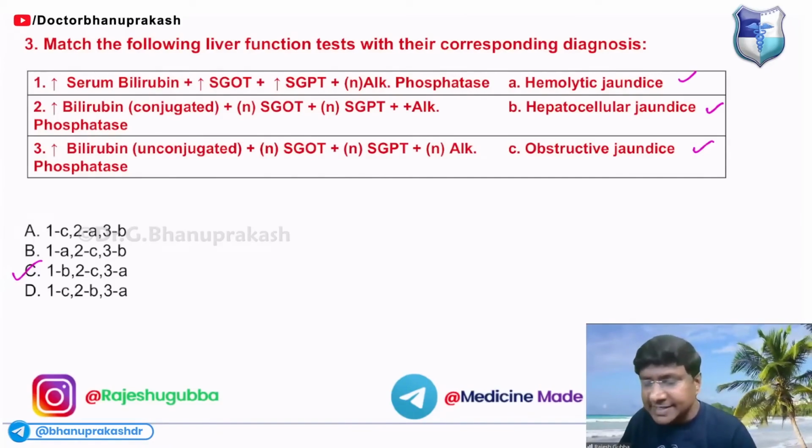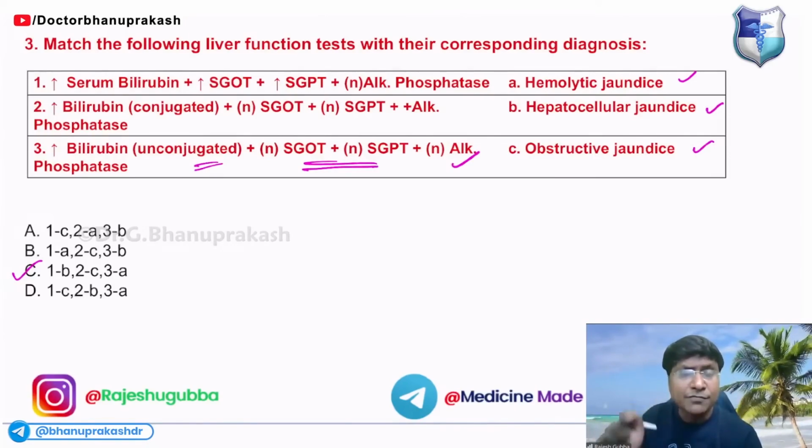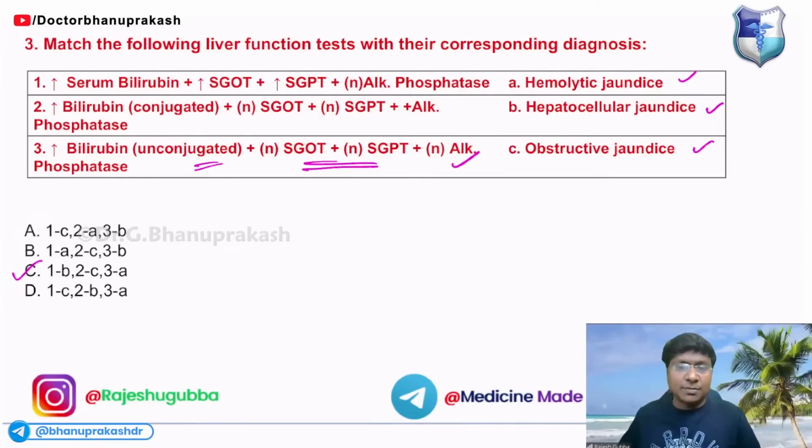Now, in hemolytic jaundice, unconjugated bilirubin is elevated because there is excessive hemolysis. And the problem is not in the liver. That is the reason why SGOT, SGPT will remain normal. And even alkaline phosphatase levels will be normal, because I have told you, alkaline phosphatase is a marker of the obstructive pathology in the liver. And in hemolytic jaundice, is there any obstruction? No. So the alkaline phosphatase levels will be normal. So in hemolytic jaundice, it is only unconjugated bilirubin that will be elevated. SGOT, SGPT will be normal and alkaline phosphatase normal.